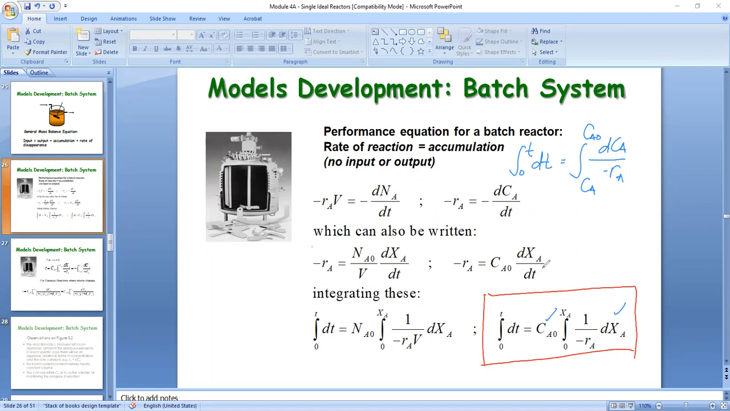Here it is. You just switched them. I place it here. You just switch the dt here and then the rate here. So this is another performance equation for your batch reactor if you need a performance equation in terms of concentration.